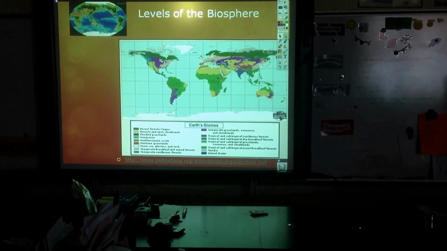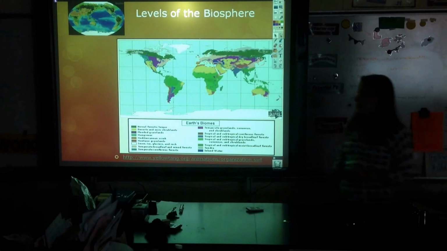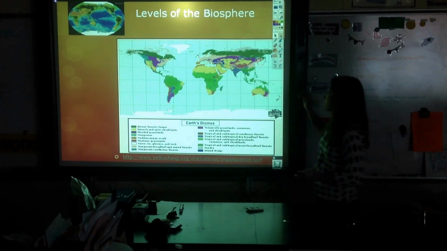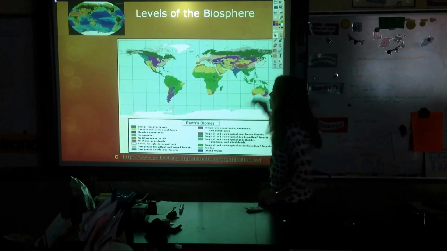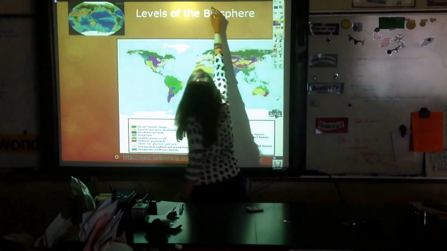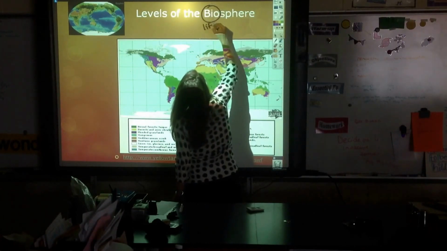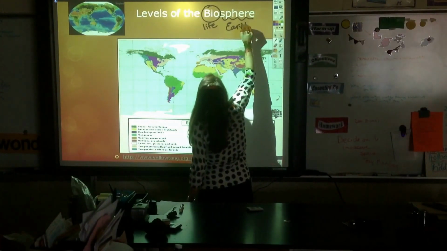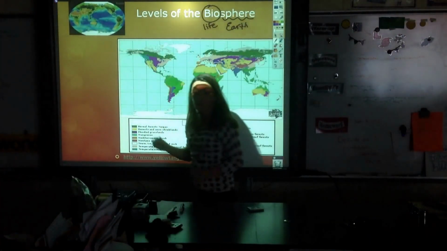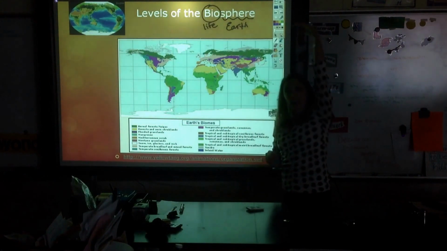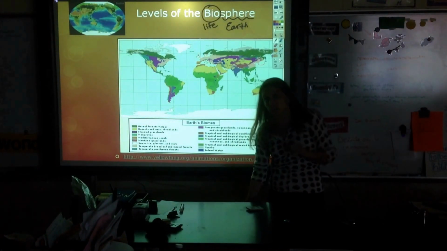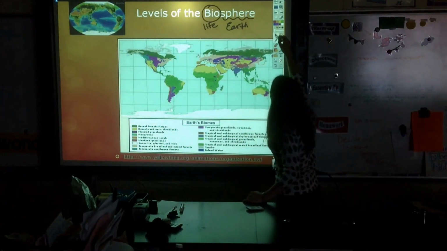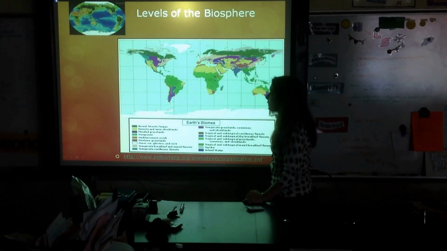We're starting by learning about the levels of the biosphere. Now you might have learned a little bit about this before, so hopefully it'll just be a little bit of a review for you. When we look at the word biosphere, bio means life, and the sphere refers to Earth. So we're looking at where on Earth does life exist? How far up into the atmosphere does life exist? How deep into the oceans does life exist? And so the biosphere looks at all of the places on Earth where life exists.